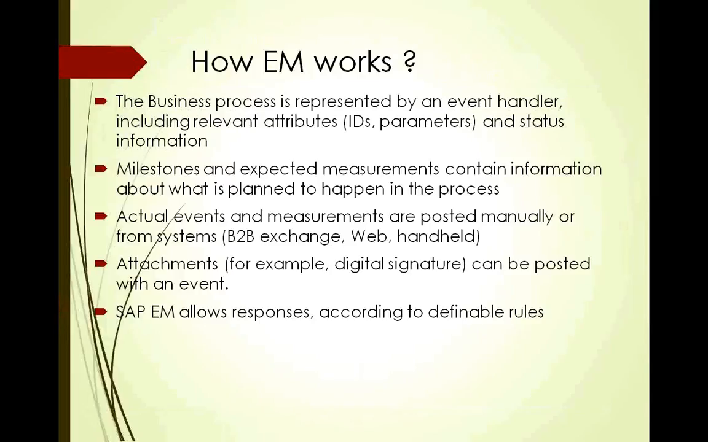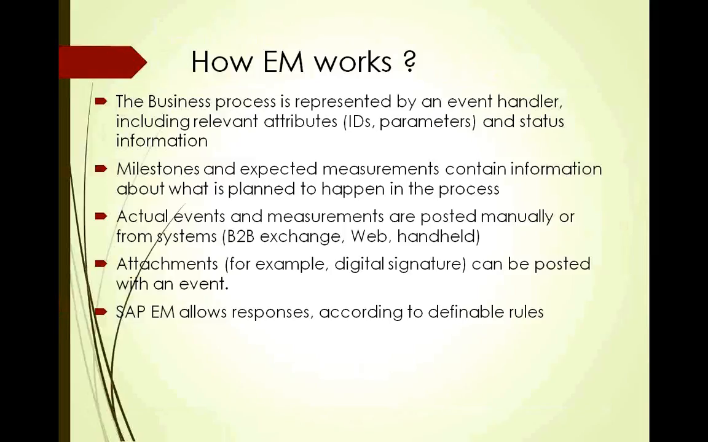So what are the different ways in which the actuals get posted? For example, it can be through the web, through a handheld device, or through any B2B exchange. You can also upload an attachment. For example, whenever the goods reach the customer, the customer signs for proof of delivery. That digital signature can serve as an attachment for reporting your actual date and time.